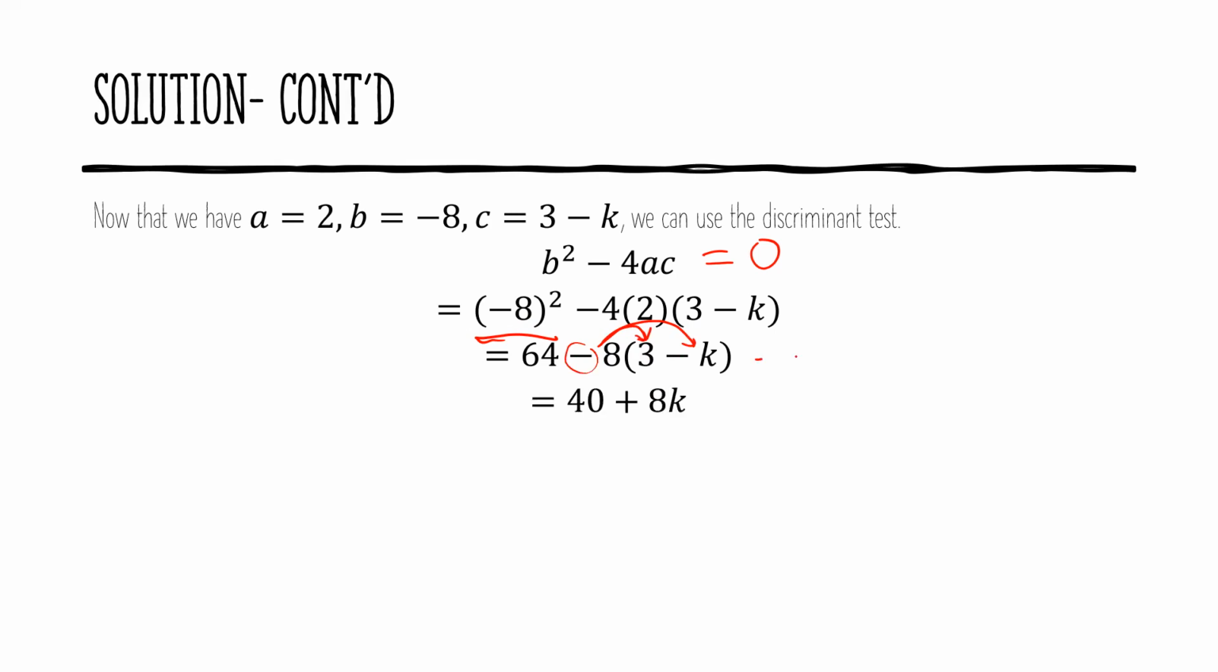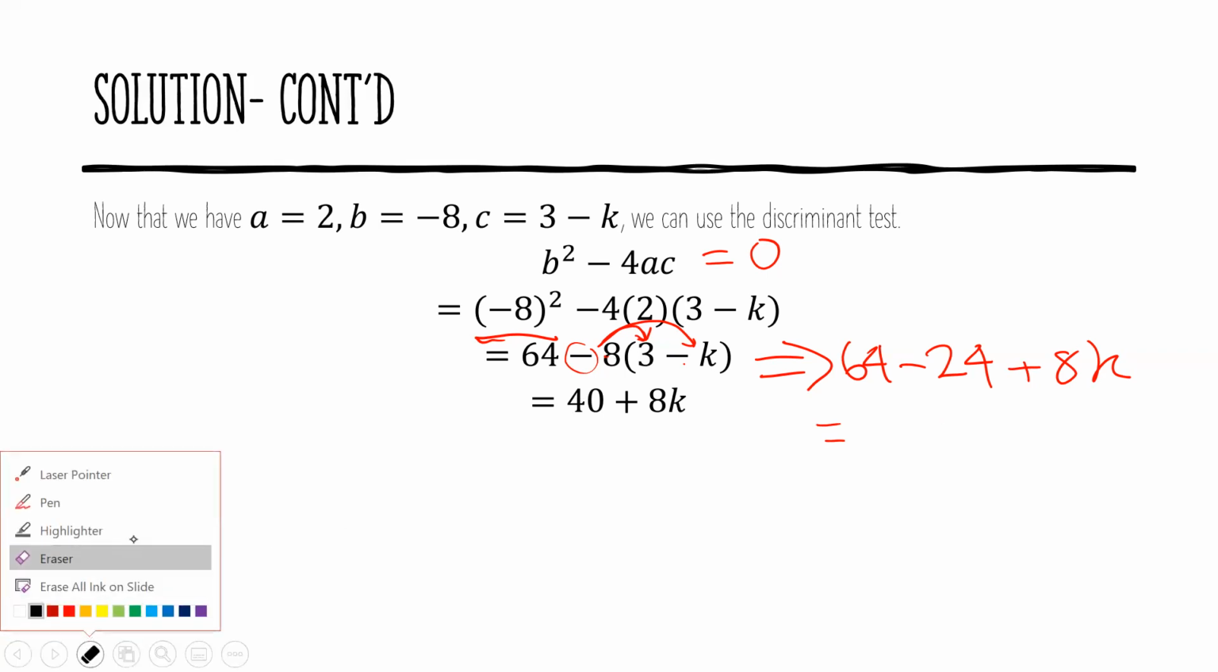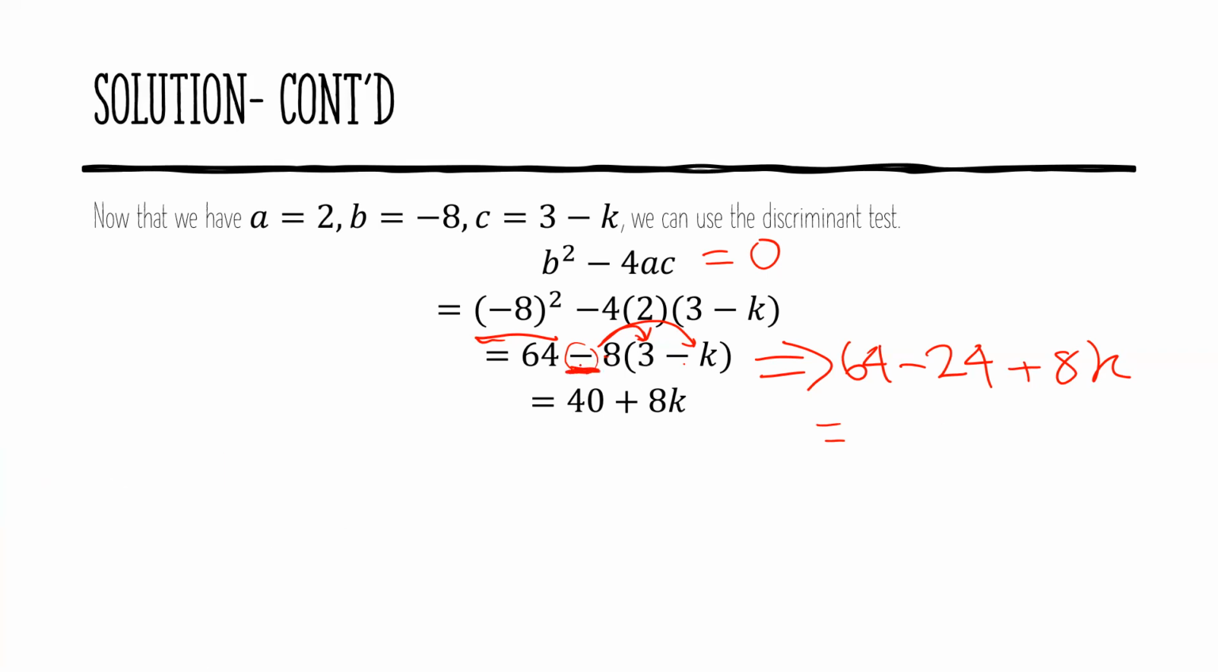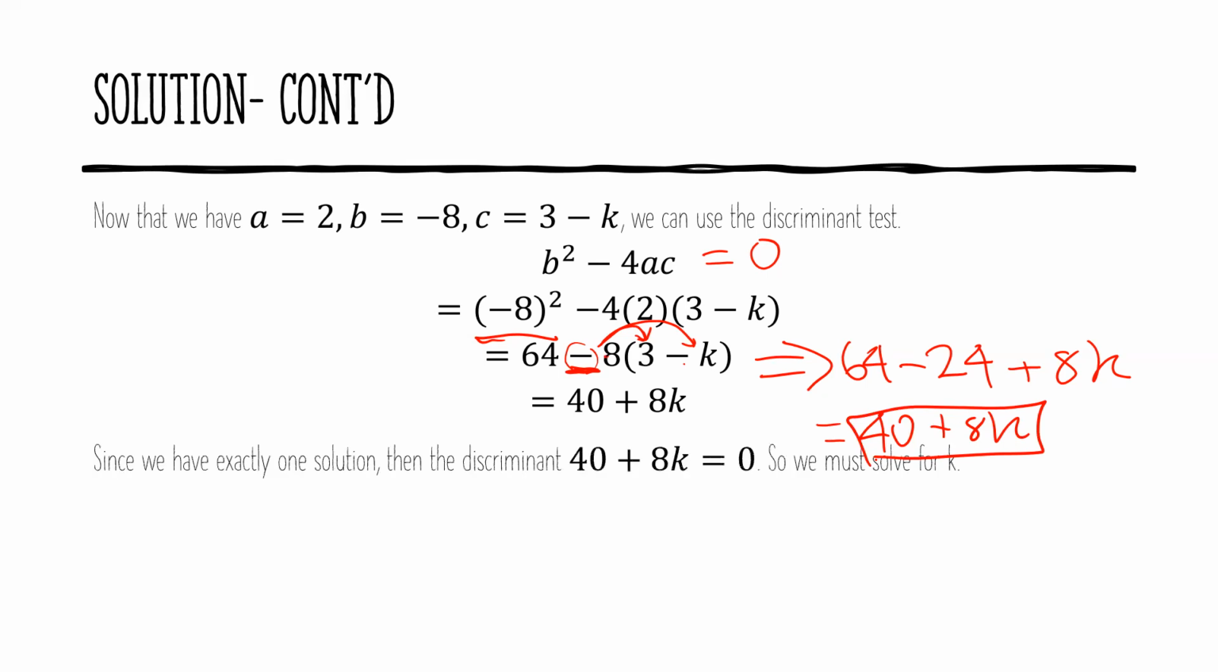We end up getting 64 minus, and I'm going to show the work here, 64 minus 24. And then, of course, negative 8 times negative k gives us positive 8k. All I had to do here, as an in-between step, was distribute the negative 8 to both terms inside the bracket, plus 8k, because of course a negative times a negative is a positive. And then I end up getting 40 plus 8k. So this is my discriminant right here. Now we know that if it has exactly one solution, then you want your discriminant to be equal to 0. So all we need to do right now is simply set the discriminant equal to 0.